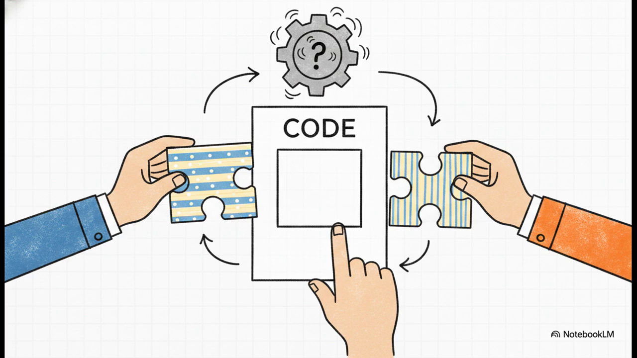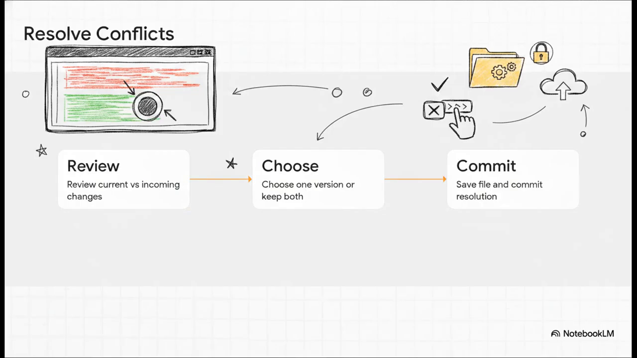But seriously, do not panic when you see this error in your terminal. It just means Git's automatic system is stepping back and needs you, the human, to step in and make the call on which version of the code is actually correct. Resolving this is actually pretty simple once you break it down.